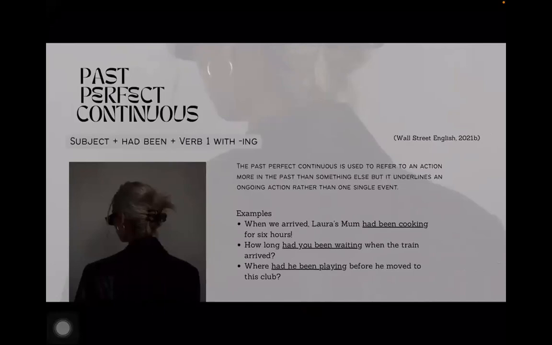And the last one of the past tenses is the past perfect continuous. You can see the structure here, and we use this tense to refer to an action that happened further back in the past than something else, but it underlines an ongoing action earlier than one single event. For example, when we arrived, Laura's mom had been cooking for 6 hours.